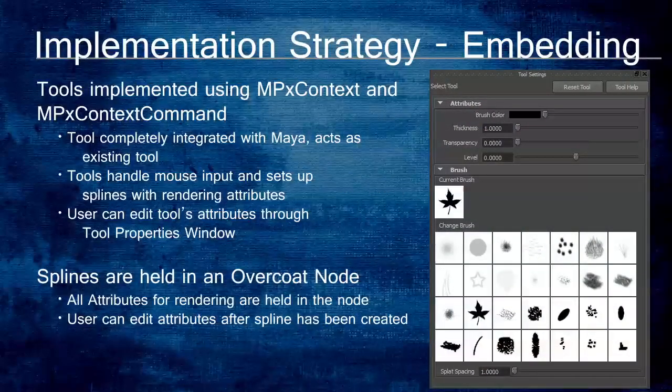The stroke embedding tools were written in C++ using the MPxContext and the MPxContextCommand classes from the Maya API. These tools are completely integrated into Maya and act exactly the same as any other tool. The tool handles mouse input from any 3D viewer in Maya and sets up the splines as needed for rendering. The tools also call OpenGL drawing calls in order to give the artist better feedback on how the spline is being drawn. The user can edit the tool's attributes like any other tool in Maya by double-clicking and opening the Tool Properties window. The user can alter the parameters of the tool to determine how each spline will be rendered.